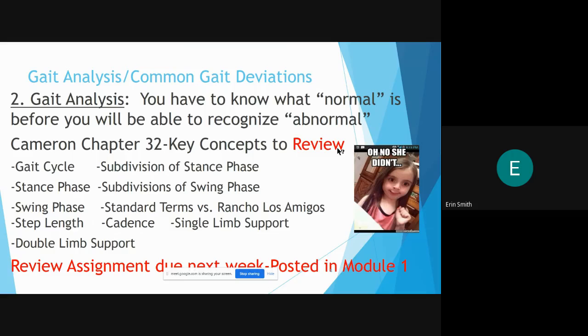So if you know, like I said, normal gait, then you're going to have a much better ability to recognize abnormal gait. And then you're going to have a better ability to point out or to look at, okay, what do I want to focus on in this treatment session today?